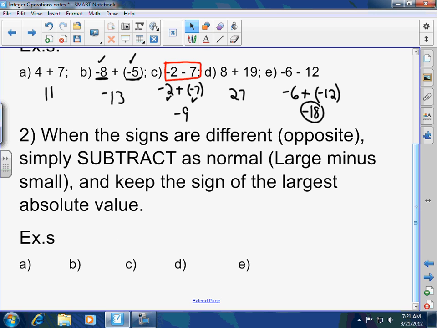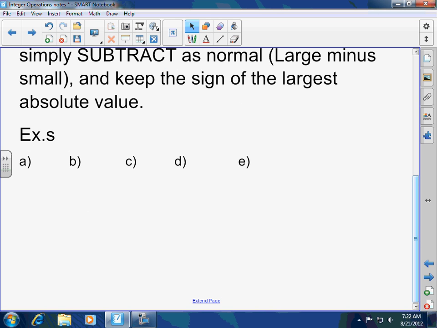All right, now, when the signs are different, or in other words, opposite, you simply subtract as normal. And remember, subtraction means it's the large value minus the small value. And you keep the sign of the largest absolute value. Remember, we talked about absolute value already, and that is the distance from 0. So the largest absolute value is going to be the number that is furthest from 0.